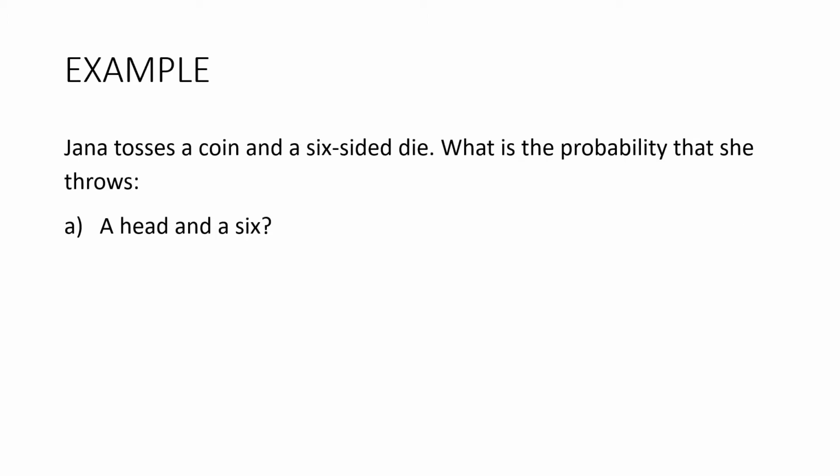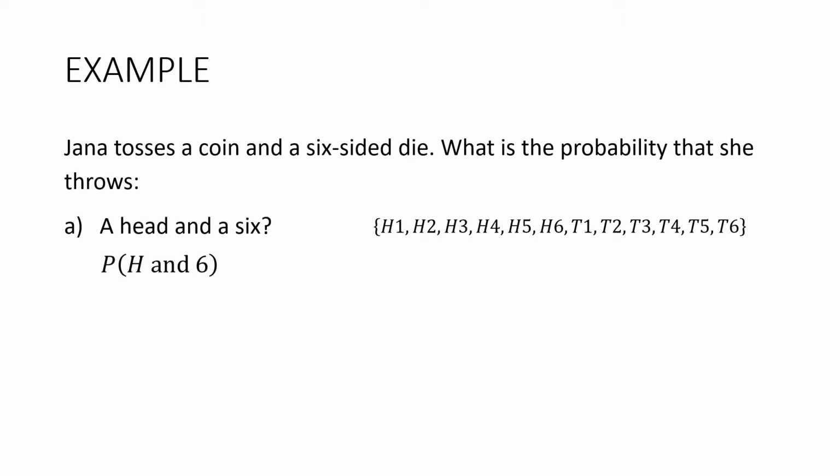So here's our first example using the law of multiplication. Jana tosses a coin and a six-sided die. What is the probability that she throws a head and a six? Now we did this exact question in the last video just by listing the sample space. And then we found where heads and 6 appears, which is here, and so the probability is 1 out of 12. But let's have a look at how we use the law of multiplication.